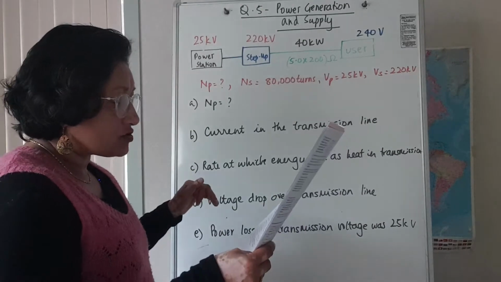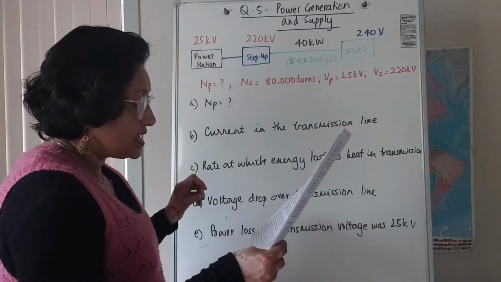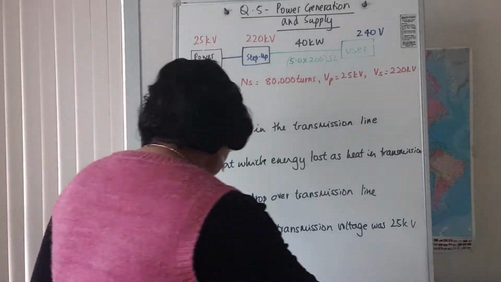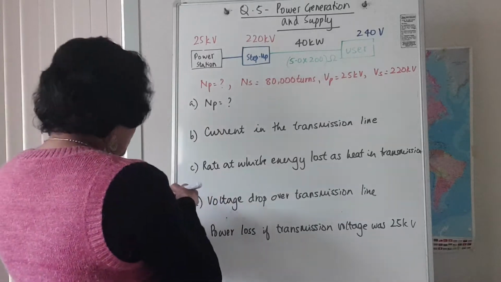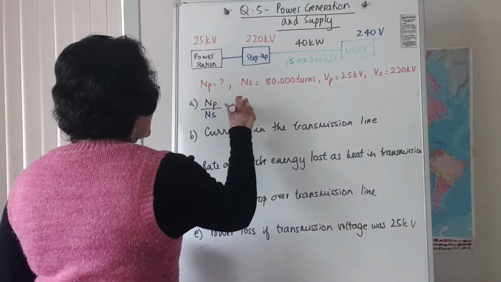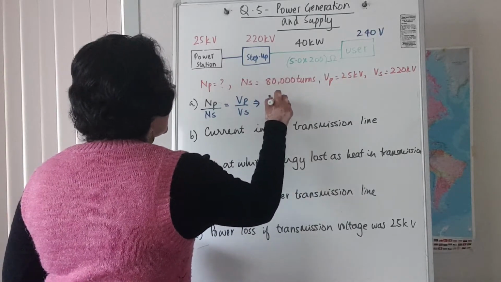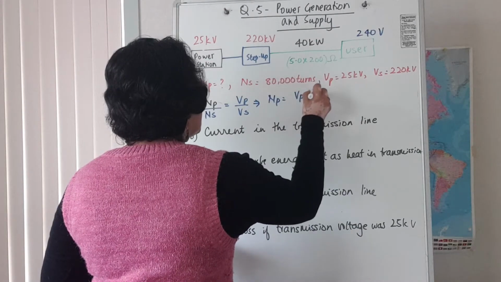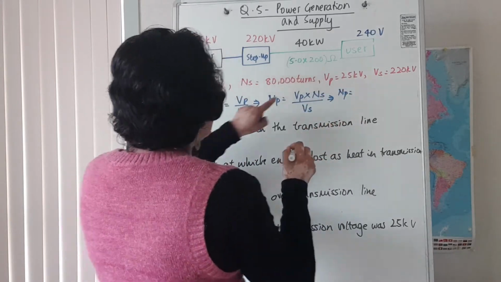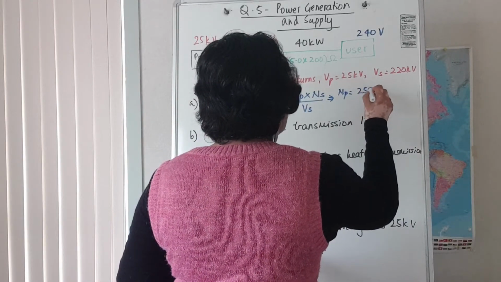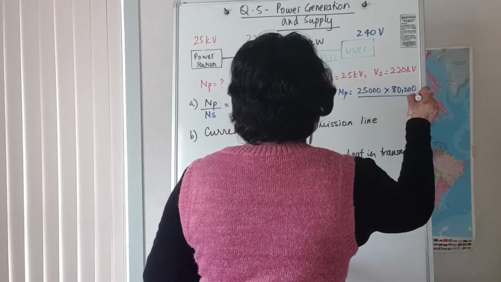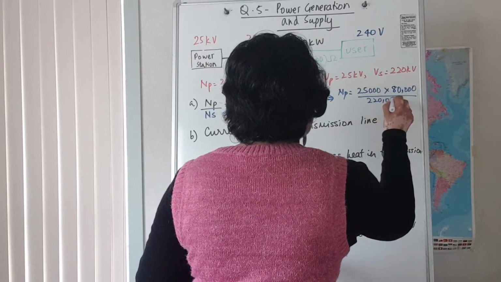Now, if the transformer at the power station has 80,000 turns in the secondary, how many turns are there in the primary? So in order to do this, we just use NP, the number of turns of the primary, divided by the number of turns of the secondary, equals the voltage across the primary over the voltage across the secondary. So the number of turns of the primary is voltage across primary times the number of turns of the secondary divided by voltage across secondary. So that is 25,000 times 80,000 divided by 220,000.